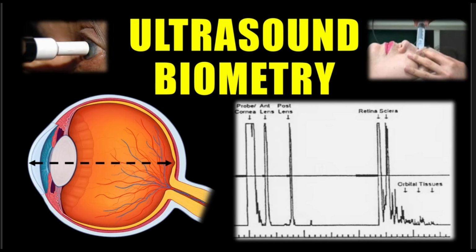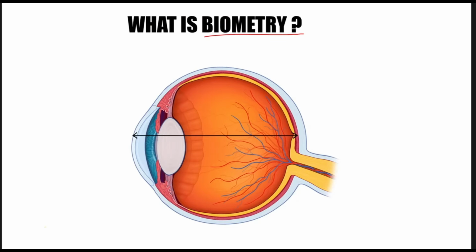Today we are talking about ultrasound biometry. So what is biometry? As the name suggests, biometry is the method of applying mathematics to biology. The term was originally used for calculating life expectancy. However, in the field of ophthalmology, it deals with the intraocular lens power calculation.